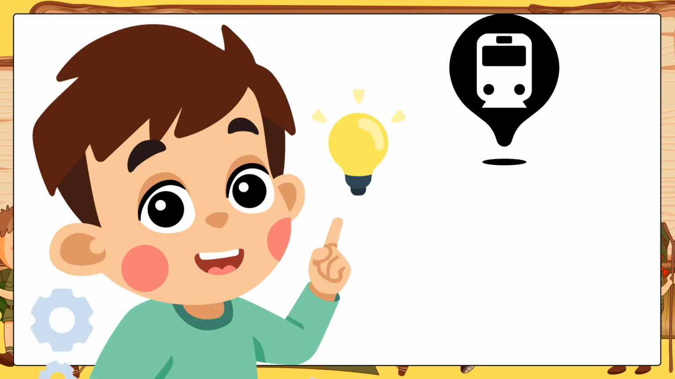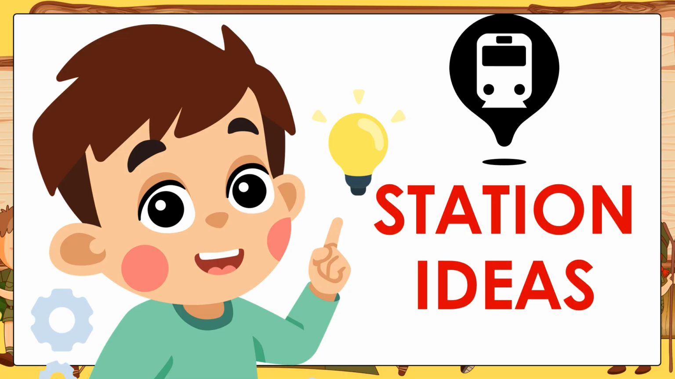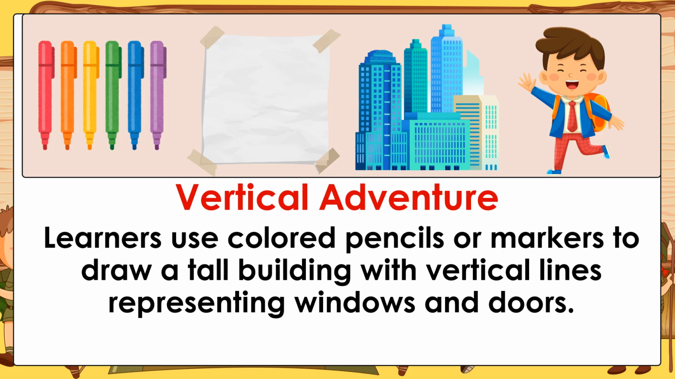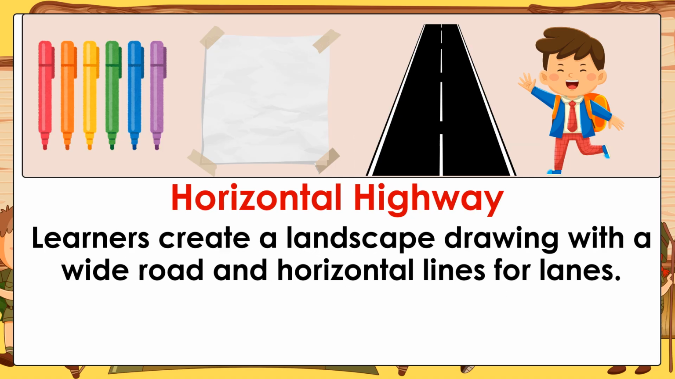Let's have station ideas. Vertical adventure. Learners use colored pencils or markers to draw a tall building with vertical lines representing windows and doors. Horizontal highway. Learners create a landscape drawing with a wide road and horizontal lines for lanes.